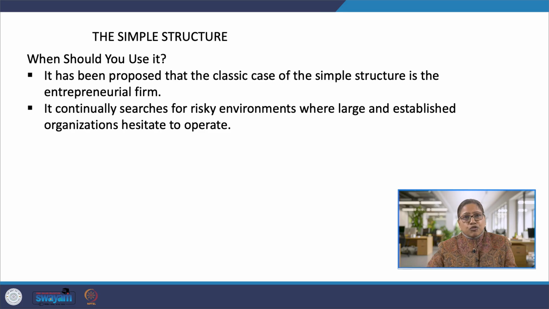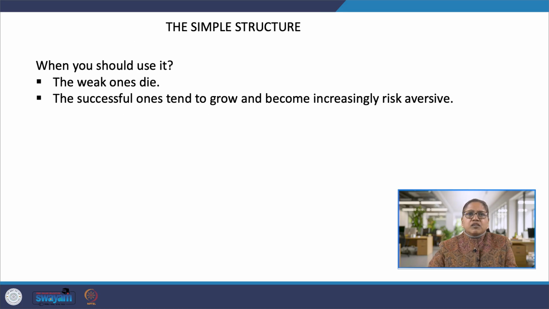As the organization grows, they discard their simple structure to take up new forms of organizational structure. The successful ones tend to grow and become increasingly risk averse. So, the simple structure tends to be replaced by the machine or professional bureaucracy.